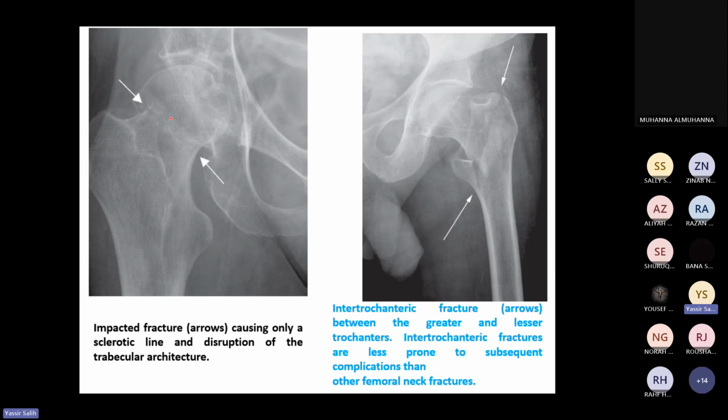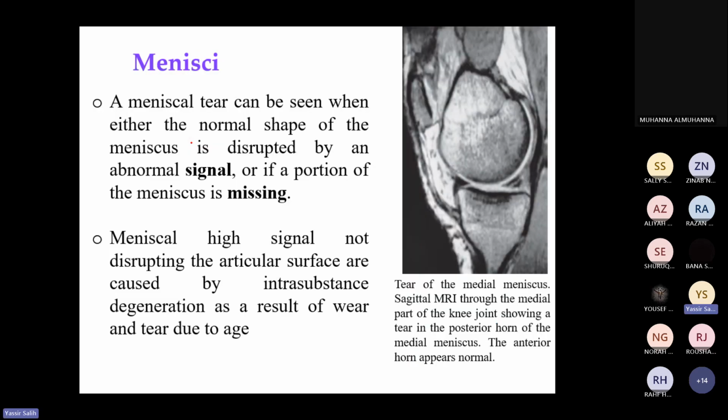In addition to abnormal trabeculation, you can see there is a sclerotic line. Do you see a faint white line? This line is due to the impaction. When the two parts are impacted together, the density becomes more. There is a sclerotic line. So this is a fracture of the neck of the femur.